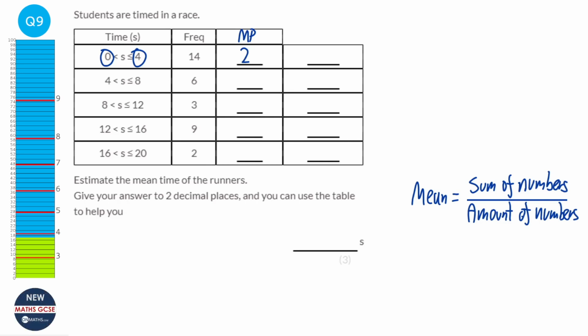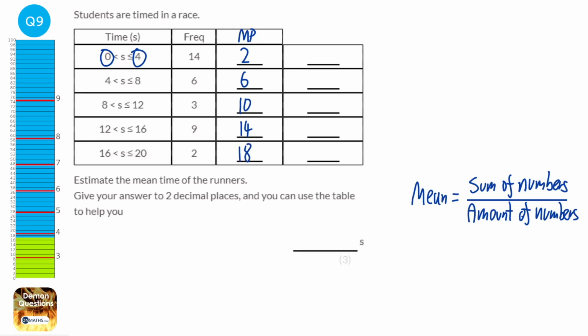Same with the 4 and the 8. Halfway between 4 and 8 is 6. And you can add them together, 12 divided by 2, which is 6. Go down finding the midpoints. And we're just going to assume the students all scored the same amount, all got the same time.